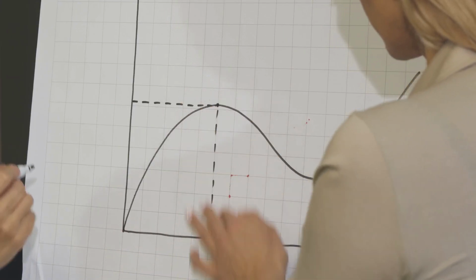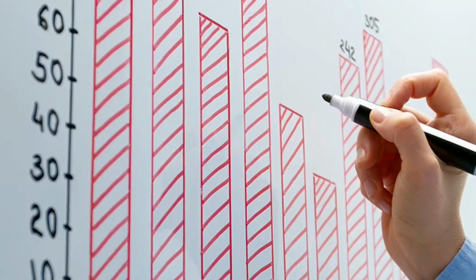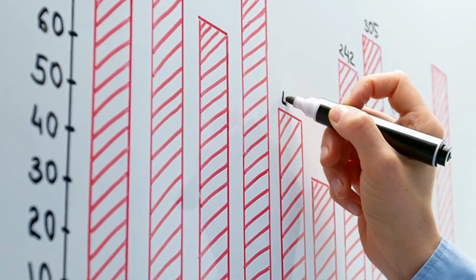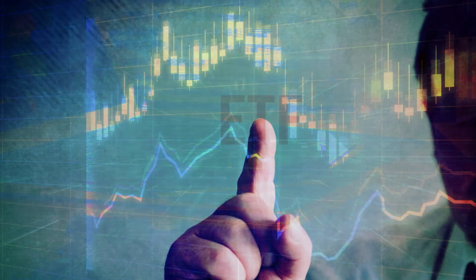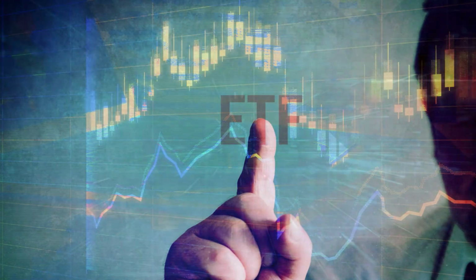Now imagine a bell curve, or what's called a normal distribution. In a perfect world, the mean, median and mode all line up in the center of this curve. But in real life, data can be skewed. Understanding where these values lie helps you get a clearer picture of your data set.